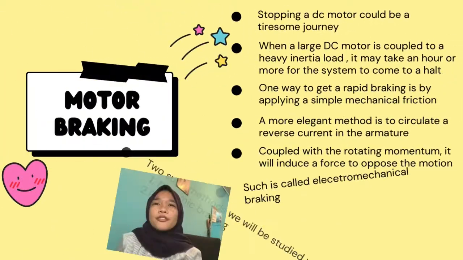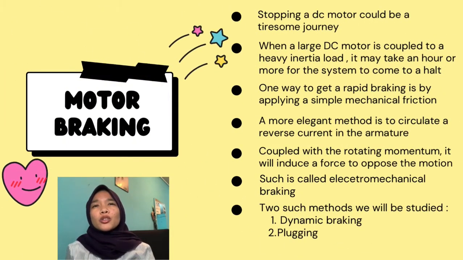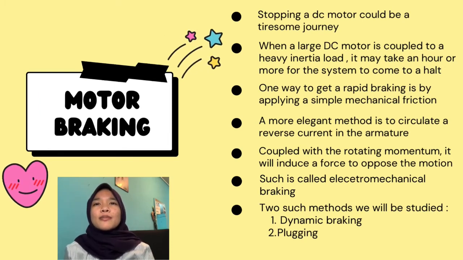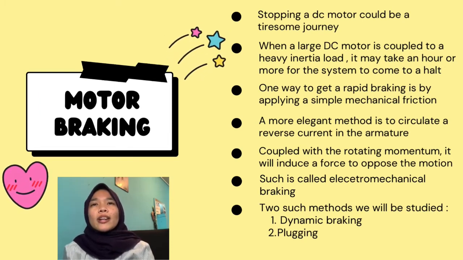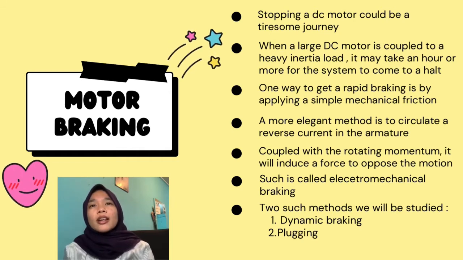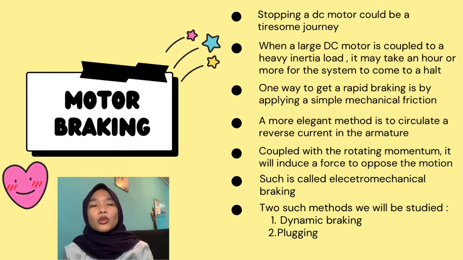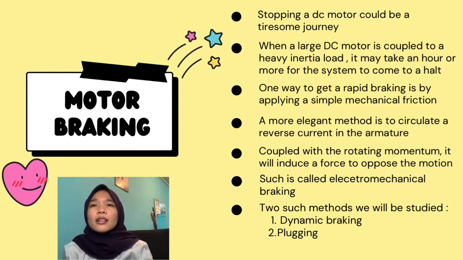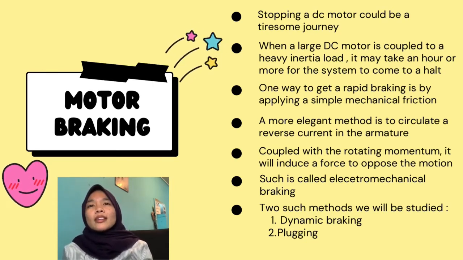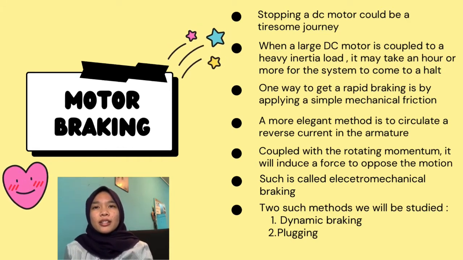Motor braking. First, stopping a DC motor could be a tiresome journey. Second, when a large DC motor is coupled to a heavy inertial load, it may take an hour or more for the system to come to a halt. Next, one way to get a rapid braking is by applying a simple mechanical friction.